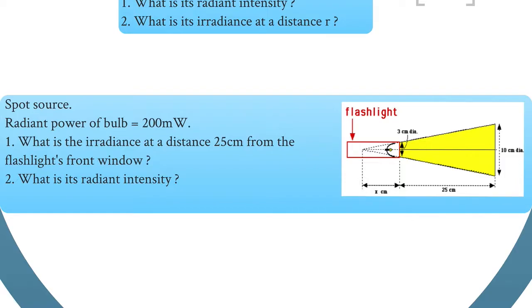So the first question to answer is, what is the question asking for? Right? It's asking for irradiance. So we need to know what that is first. So we saw from the previous question, if you don't remember, you can just look it up. From the previous question, this is asking for watts per meter squared.